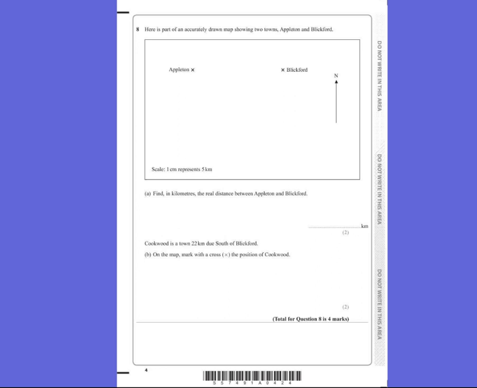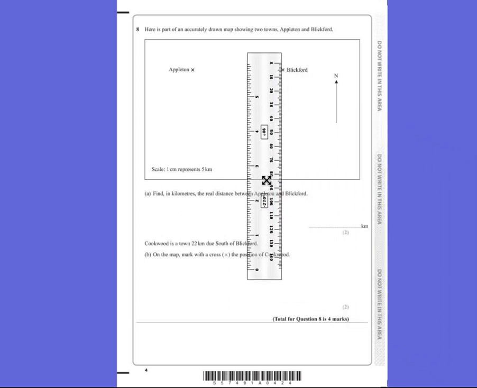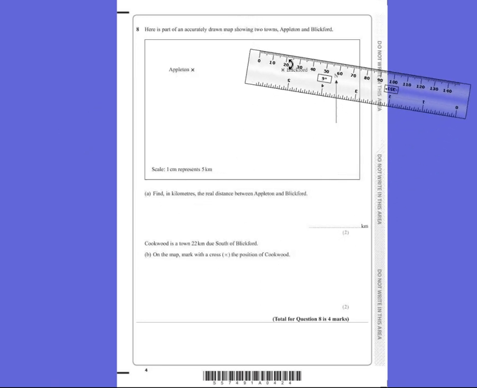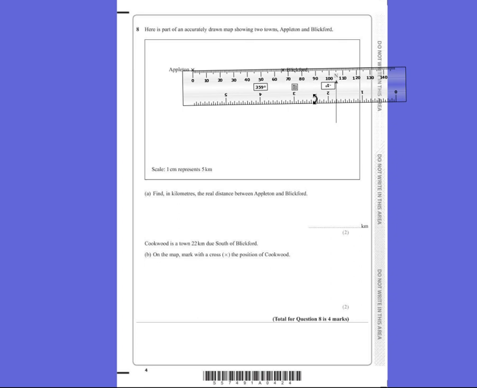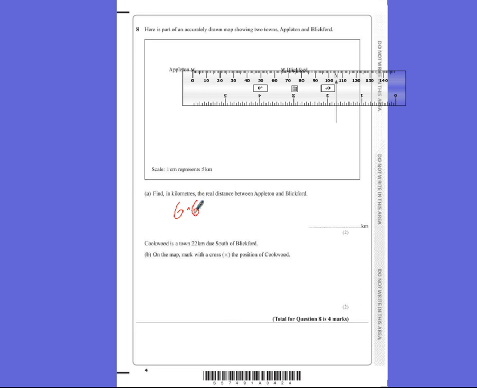Question 8, here is part of an accurately drawn map showing 2 towns, Appleton and Blickford. Find in kilometres the real distance between Appleton and Blickford. So we need to use our ruler here, and we're going to set that up. So we've got very accurately between there and there. We can see it's just at 6.6 centimetres. So 6.6 centimetres might be slightly different on your paper depending on how it's been printed.